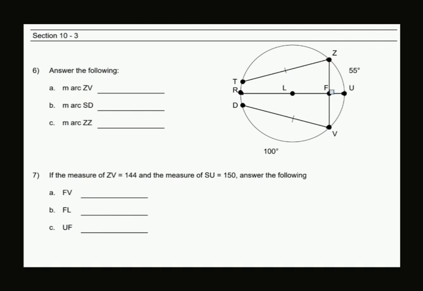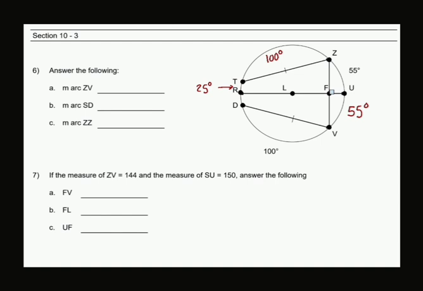Pay close attention. There are a couple things that just need to be altered slightly. Notice the diameter cutting the chord perpendicularly. That means that the 55 degrees on one side is matched by 55 degrees on the other side. It's one of the theorems. Notice the line TZ is equal to the line DZ. That means they have the same arc measurement, which means 100 degrees.